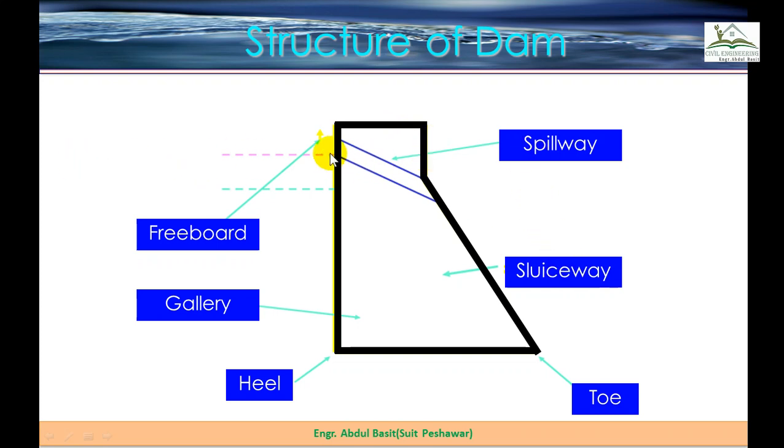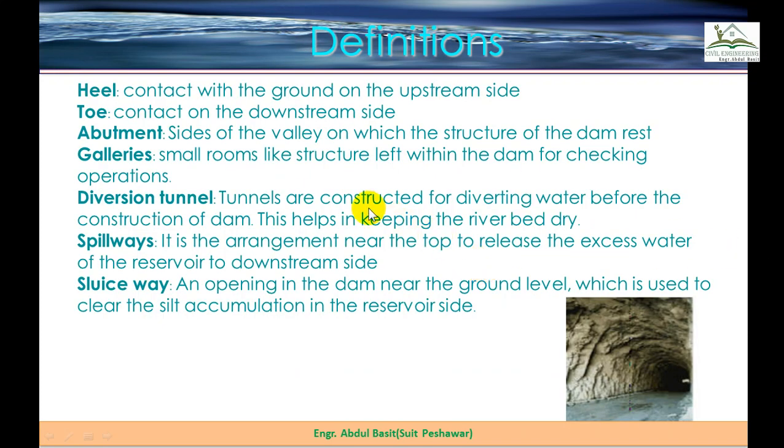These are the spillways that are constructed above the full supply level, which provide a way for the water to flow above the full supply level to the downstream side. So this is the detail about those terms individually. It's already explained.